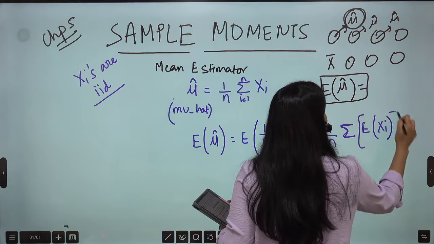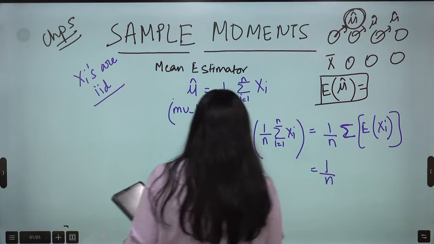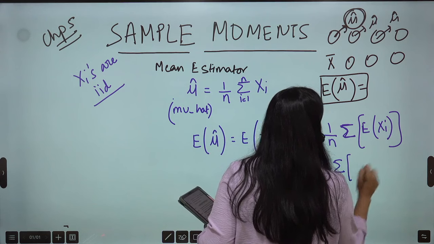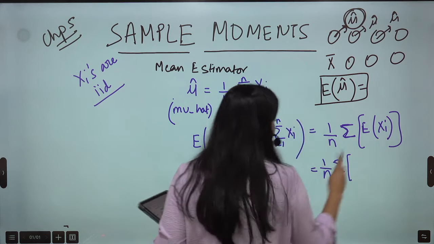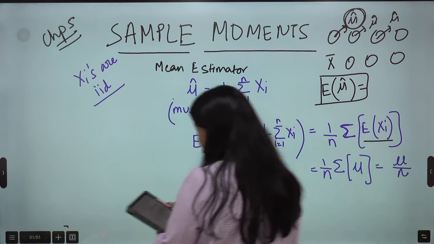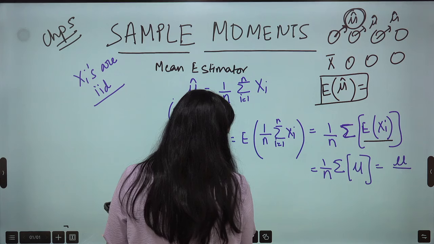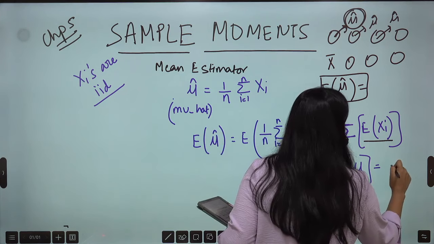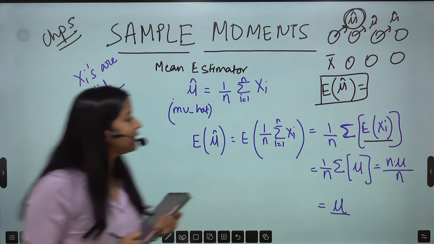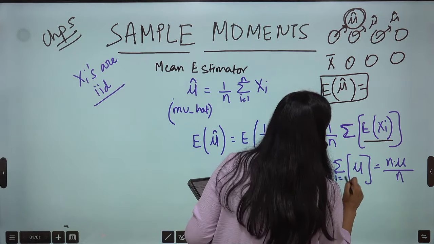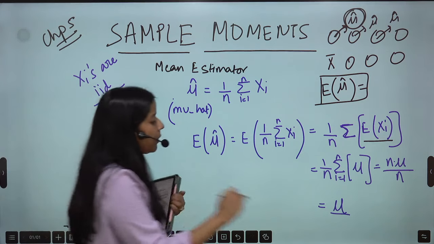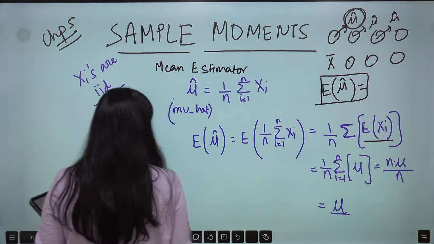Expectation of xi. Now, expectation of xi, ideally it has to be the population mean. Right? It has to be the population mean. So this part is what? Mu. So finally you are getting mu by n. This is mu by n. Finally you are getting mu. Please see this. Because you are summing over n values, mu plus mu plus mu goes up till n values of mu, you are adding it up and you are getting finally your mu. Right?